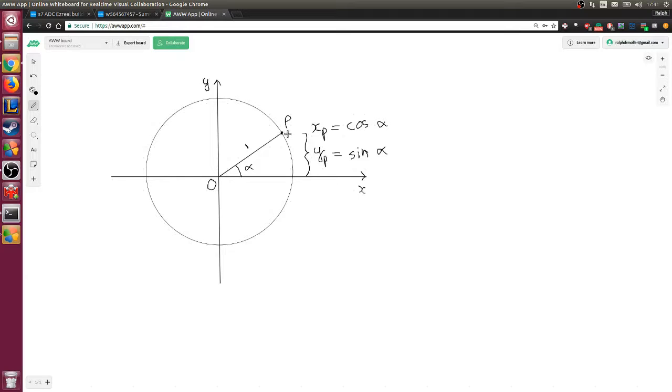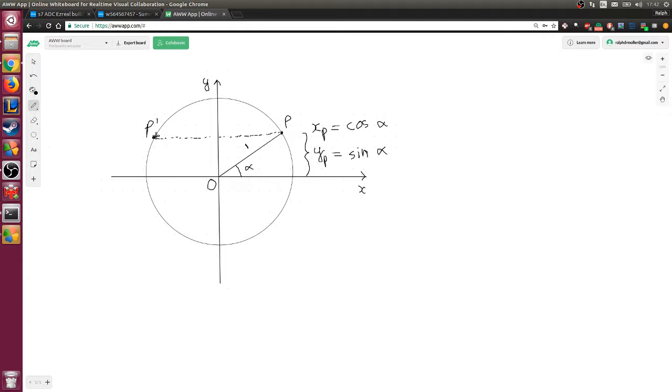To give you an example of that, let's just take the example of flipping this point P through the y-axis. Right, so just mirroring it through the y-axis. That's another way to say that. And then we end up with a mirror image of P right here. I'm going to call that P prime.